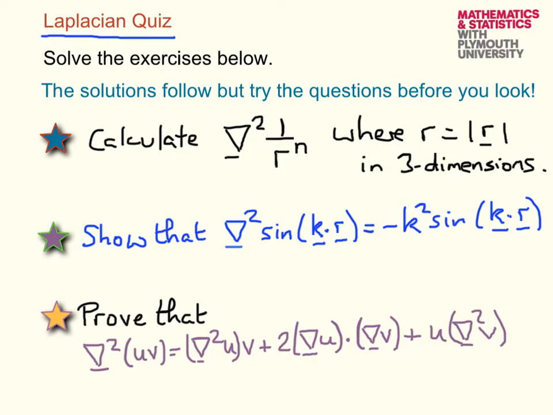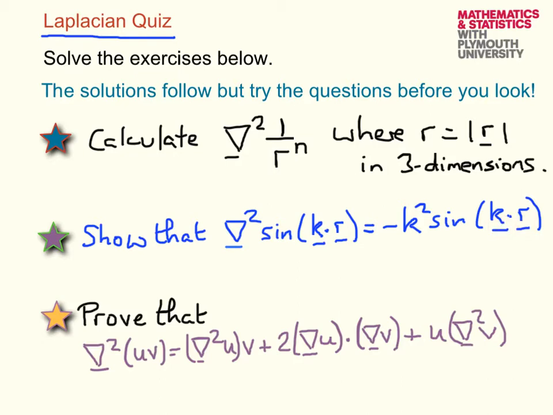The second question is to show that if you apply the Laplacian to the sine of the scalar product of k dot r, that you obtain minus k squared, where k is the modulus of the vector k, which I'm assuming is just a constant vector, times the sine of the scalar product of k and r.